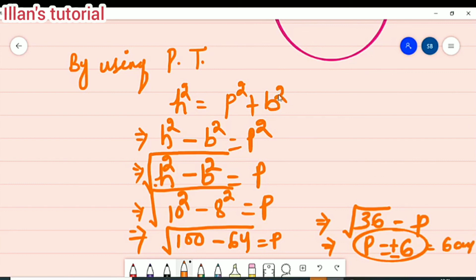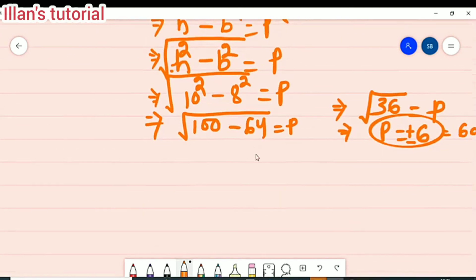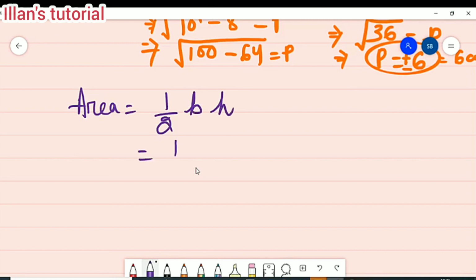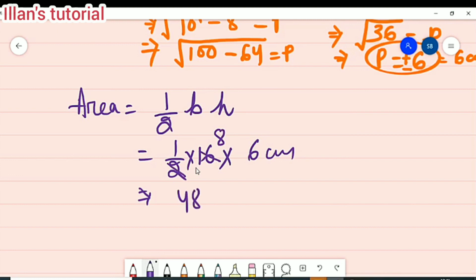Now we have both the b and h. So area equals half b into h. Then half base is 16 centimeter and this is 6 centimeters. So 2 8s are 16, and this is 48 square centimeter. So this will be our answer.